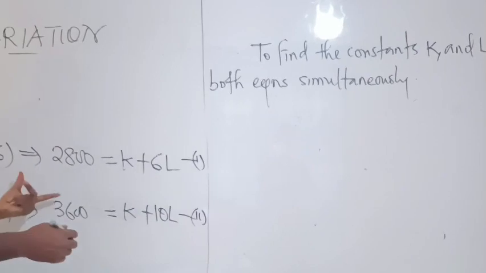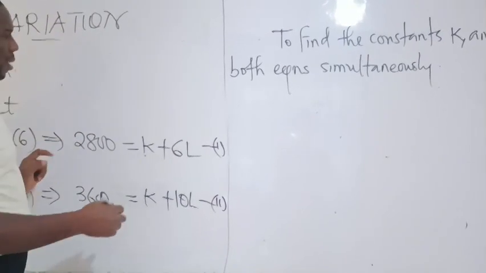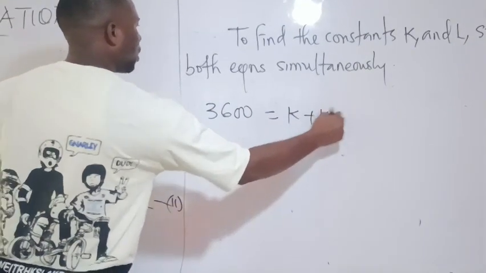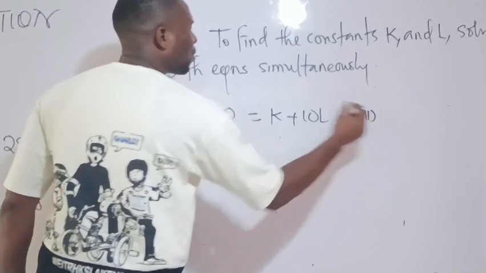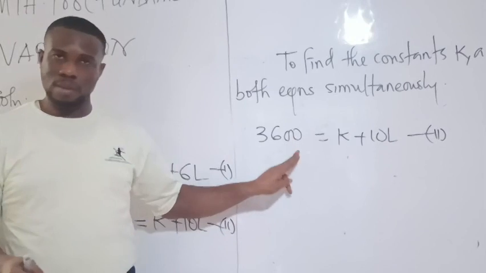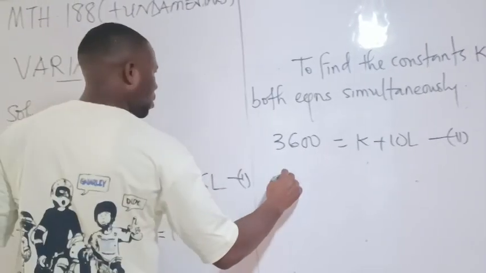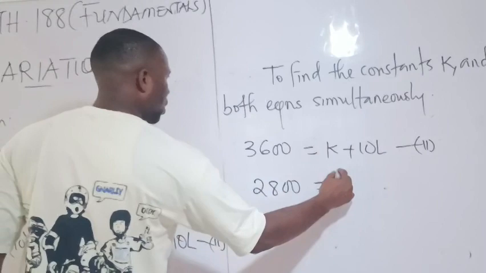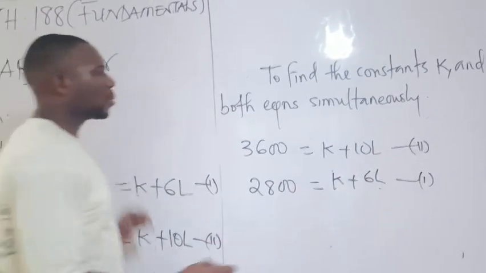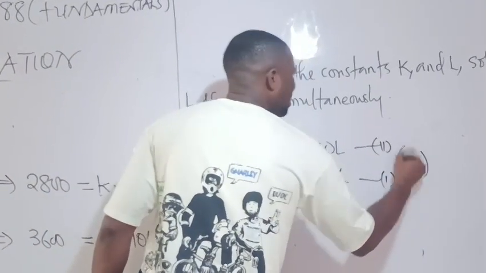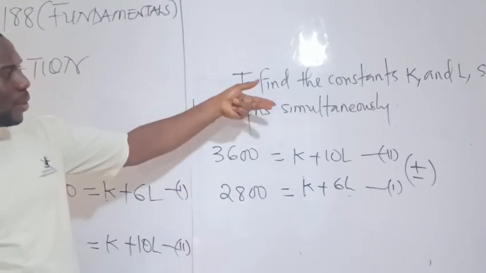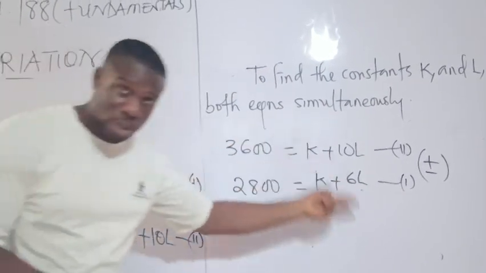So let's see. The first equation is this, but let me start with the second equation. Equation 2 is 3,600 = K + 10L. Now, you are free to choose either of the equations, but for my convenience, I prefer to start with equation 2. Then equation 1 is 2,800 = K + 6L. I'm free now to use a plus or a minus depending on the letter I want to eliminate. For my convenience, I prefer to use the first method, the elimination method.